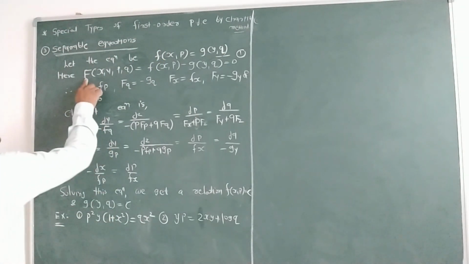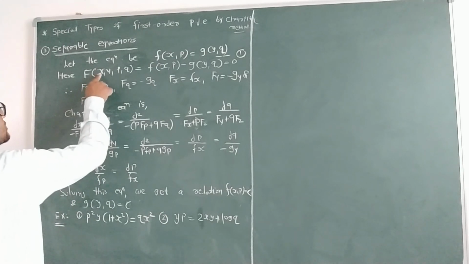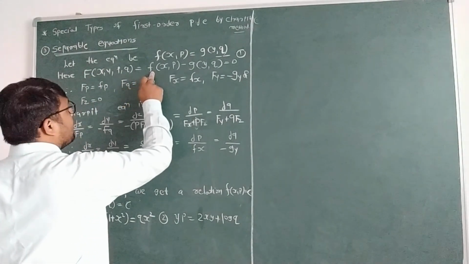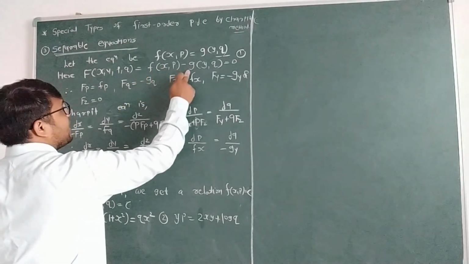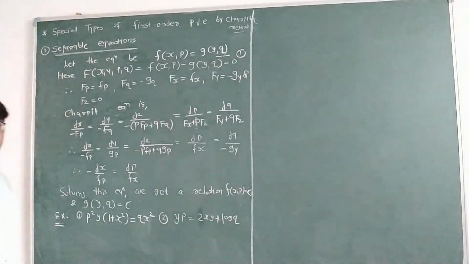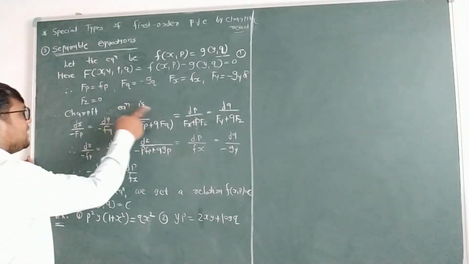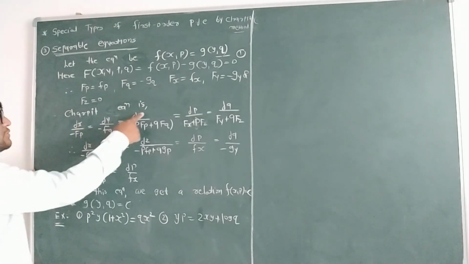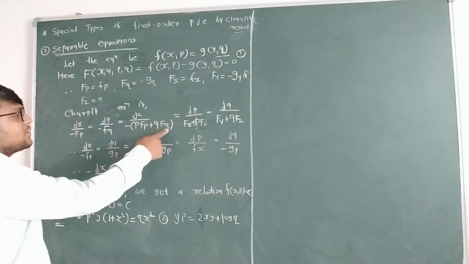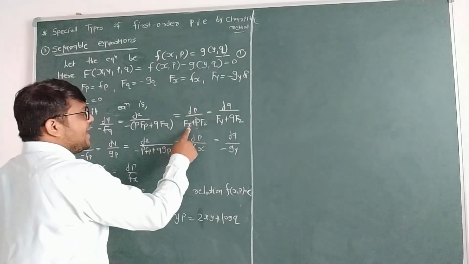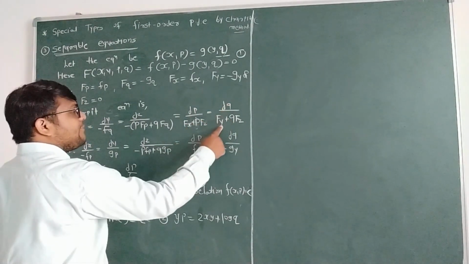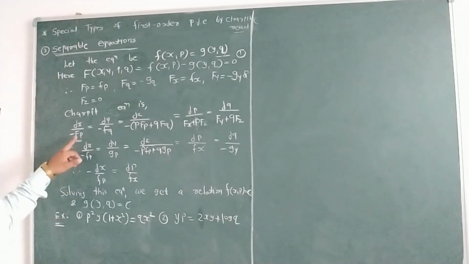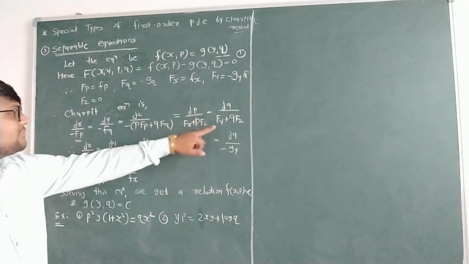You can see, ultimately the first order PDE is a function of x, y, p, q. So this is of the form f of x, p minus g of y, q is equal to 0. So ultimately the Charpit equation is dx by minus fp equals dy by minus fq equals dz by minus p fp minus q fq equals dp by fx plus p fz equals dq by fy plus q fz. So here we want partial derivatives of f with respect to p, q, x, y and z.